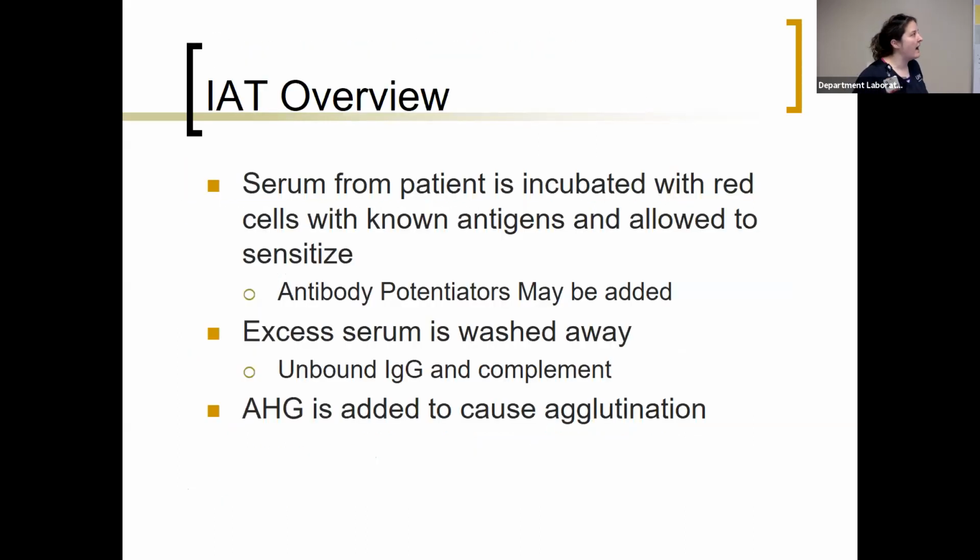Okay, so how does the IAT work? You're going to take your patient plasma, okay? You're going to mix it with their group O cells with known antigenic profiles, okay? We know what antigens are on those cells. At this point, you could add any potentiators. You would add LISS. You guys are going to use LISS in the 9B lab.